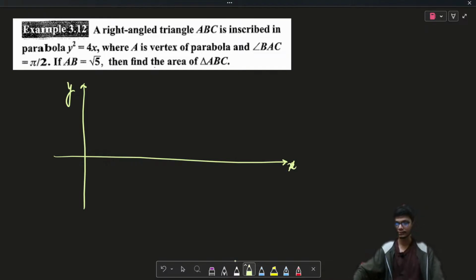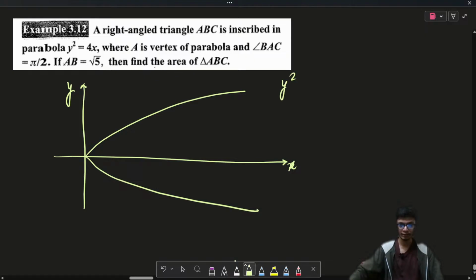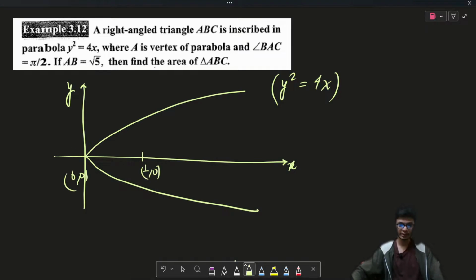So if this is my coordinate axis such that this is my standard parabola, the equation is given as y square is equal to 4ax. With this, we will have the focus at (1, 0) and the vertex at (0, 0). It is said that A is the vertex of the parabola and it is triangle ABC.